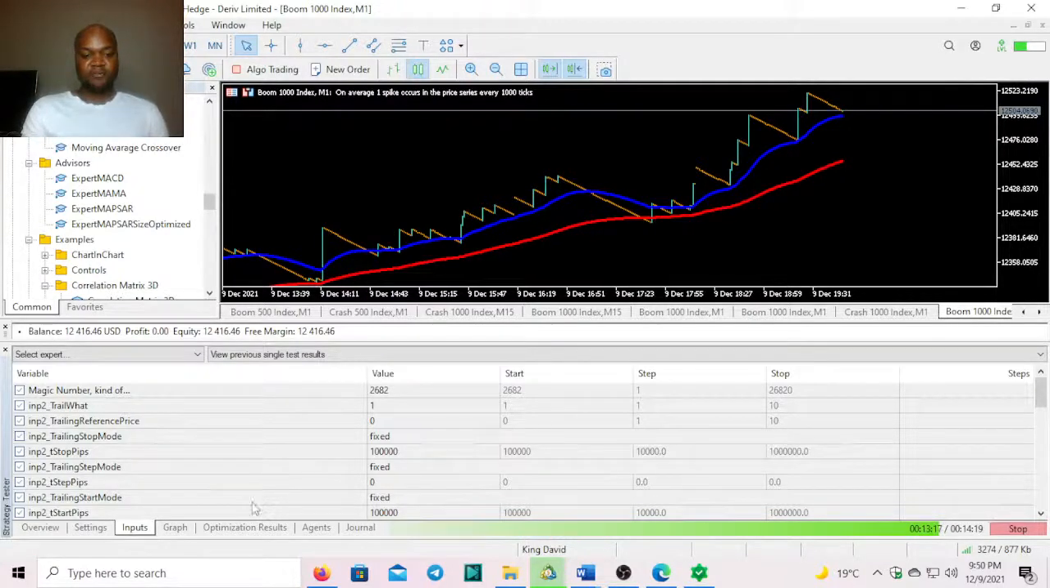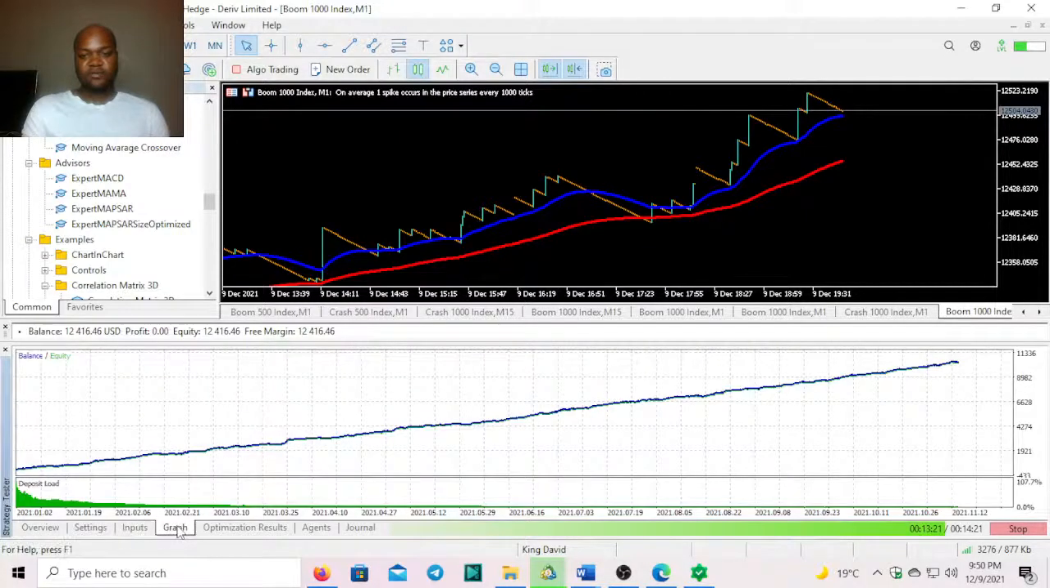So let's see. I'm waiting to analyze the result. We're now close to 11,000. So with an initial deposit of 100, it's a good investment, and you're getting this bot for free.